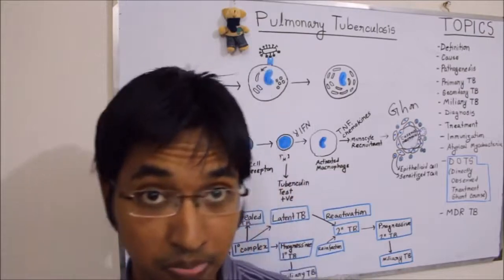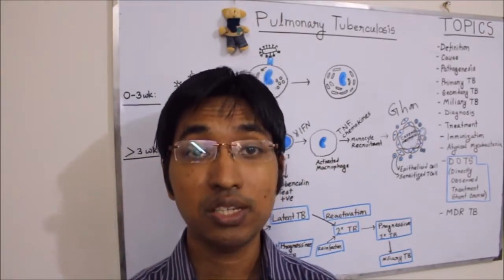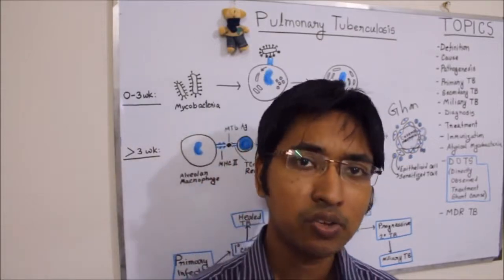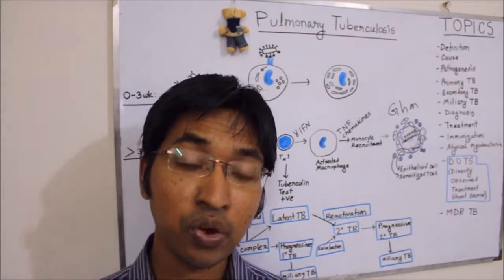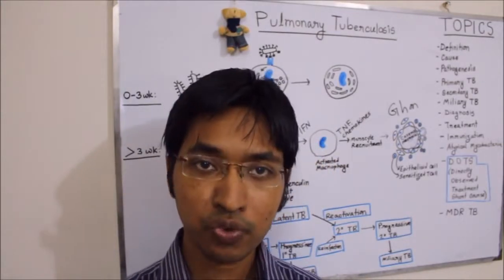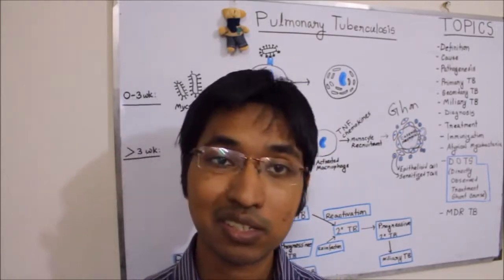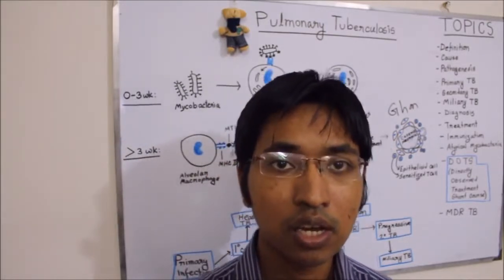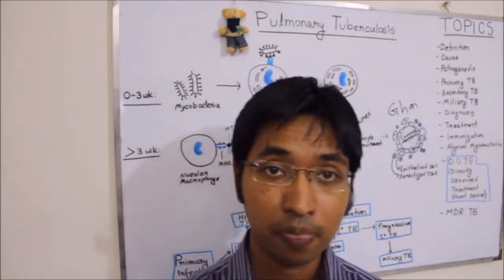Now, in contrast to primary TB, when we talk about secondary TB, the first thing that we have to mention is the site. The site of secondary tuberculosis is most commonly the apex of the lungs, and the reason behind that is Mycobacterium tuberculosis are very fond of oxygen-rich areas. And recall from your physiology classes that the apex of the lung has higher oxygen tension, and therefore that is the common site of secondary tuberculosis.